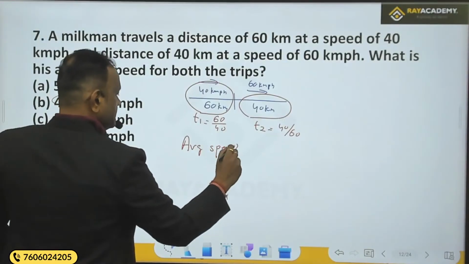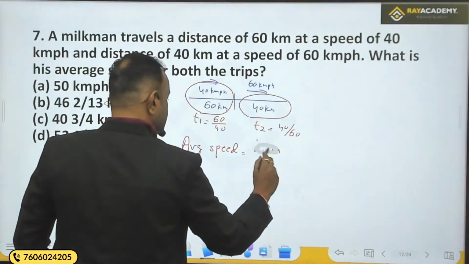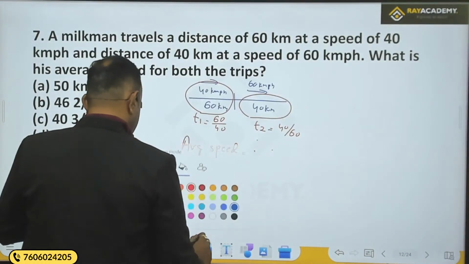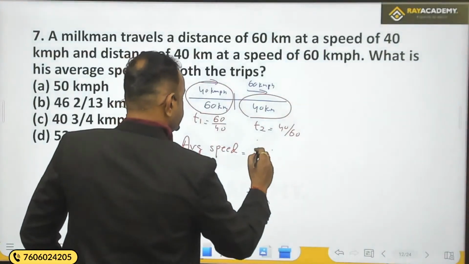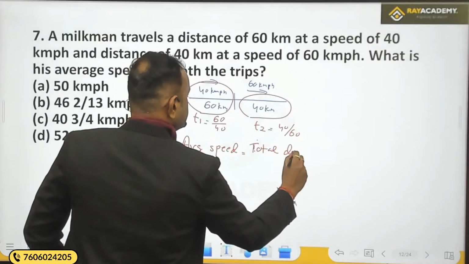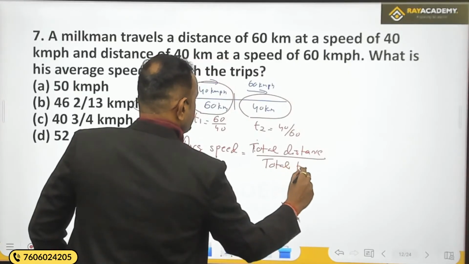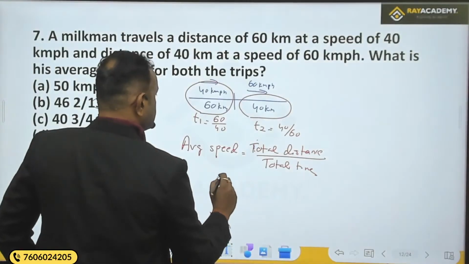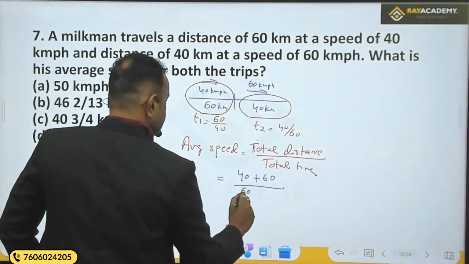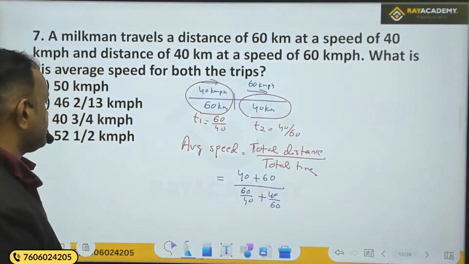Average speed is total distance by total time. Total distance will be 60 plus 40, the first stretch plus the second stretch. And the time will be 60 by 40 plus 40 by 60. So this is the thing.